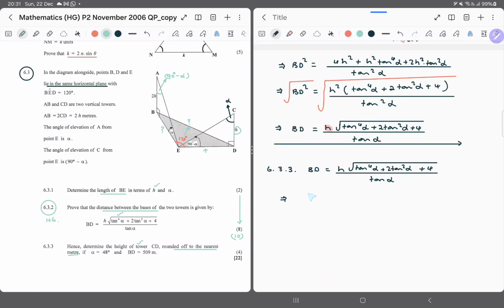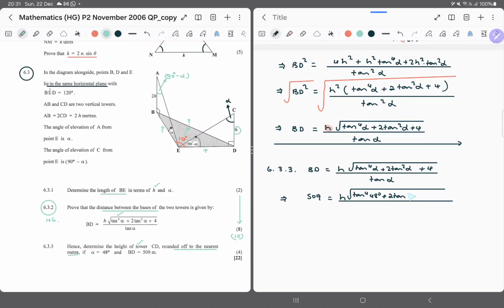That one, BD is this 509 equals h multiplied by. But guys, you know what? Anyway, this is going to be 10 to the exponent 4 of alpha. What is alpha? 48 degrees.